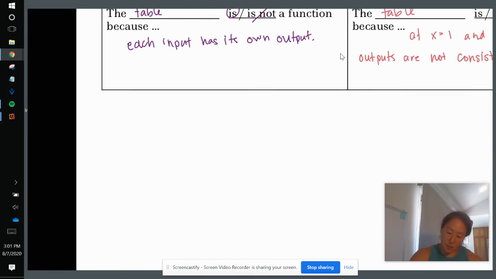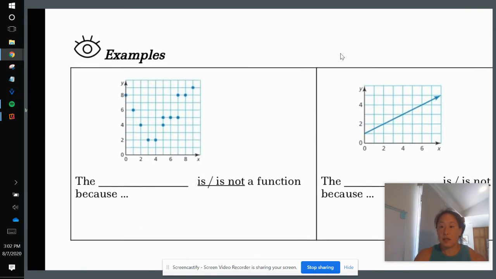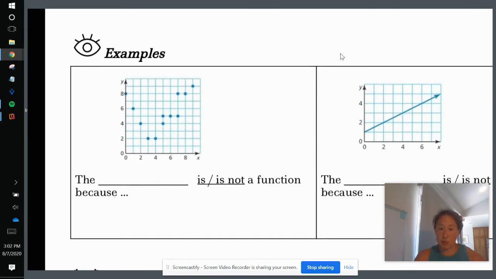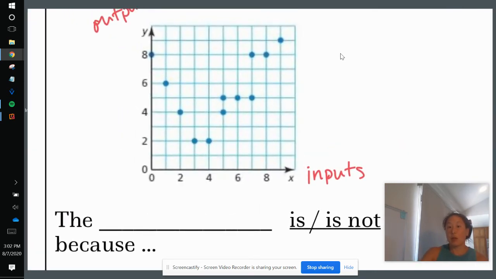Okay. Next up, we're going to look at functions from a graph. Remember, we're comparing inputs, which is our x, to our outputs. So at each input, is there more than one output? Is there more than one y value? So I have to literally look at each input, okay?